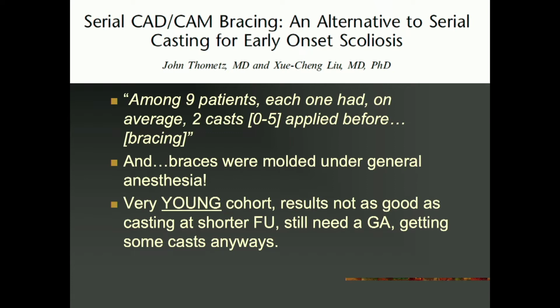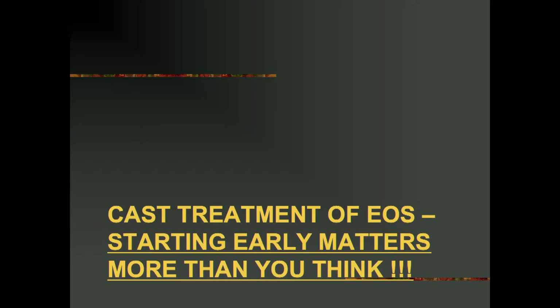So I think that there's some potential here, but at present I think that casting has better results. What I want to convince you of today is that if you have a child with early onset scoliosis and it's idiopathic, you should try to start casting as soon as you are relatively confident that the curve is going to get worse. Because there really is a window when casting can be much more effective, and you get to a certain age and the results drop off dramatically.